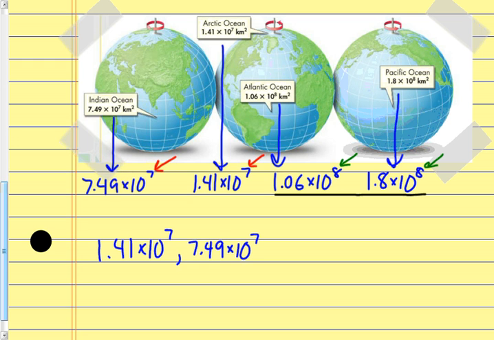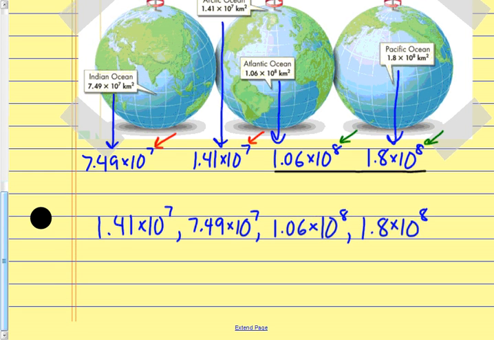Next, when I look at the 8s, these are tied in terms of the value of the exponent. So now I look at the numbers out front. The 1.06 is smaller than the 1.8, so this one comes next. And then the largest one is going to be this last one, the Pacific Ocean, at the 1.8 times 10 to the 8th.